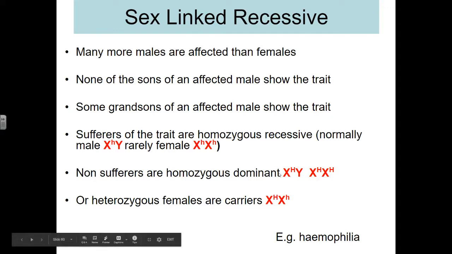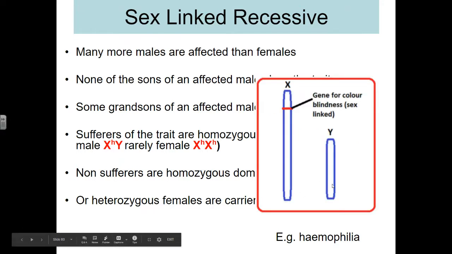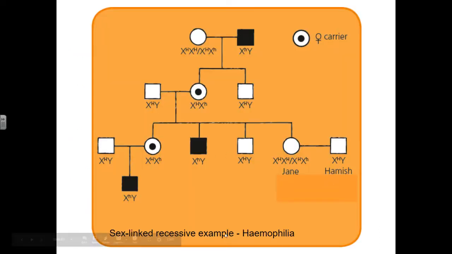Women can be heterozygous and they can be what's called carriers. So for example, I have colour blindness, my mother is a carrier, and my dad gave me a Y chromosome. My mum gave me the dodgy X chromosome, so I am red-green colourblind. Had she given me the good X chromosome, I'd be fine. So this is another example. Colourblindness is one, haemophilia is another.